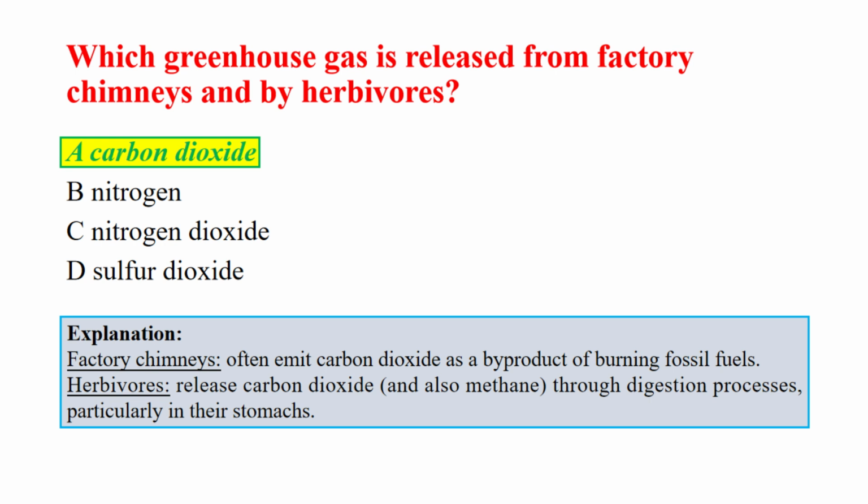Now, let's clear up the other options. B. Nitrogen is not a greenhouse gas. C. Nitrogen dioxide is indeed a gas, but it's more associated with air pollution and not a major greenhouse gas. D. Sulfur dioxide is primarily linked to air pollution and acid rain rather than greenhouse effects.